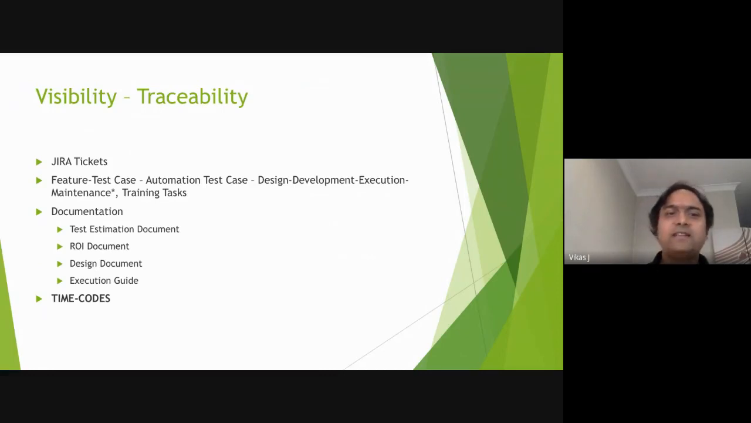So these are a few activities which are not directly related to implementation at code level, but these are the activities that surround the automation framework, and they're quite critical.